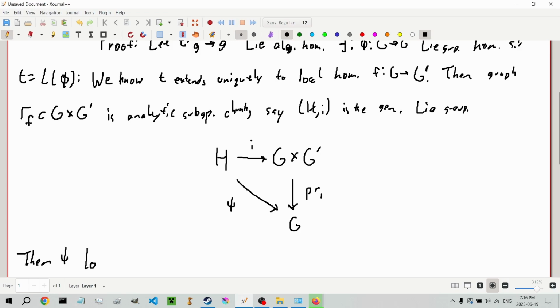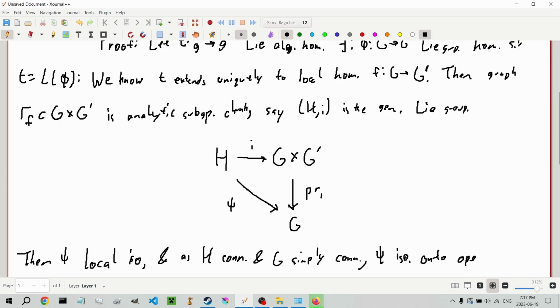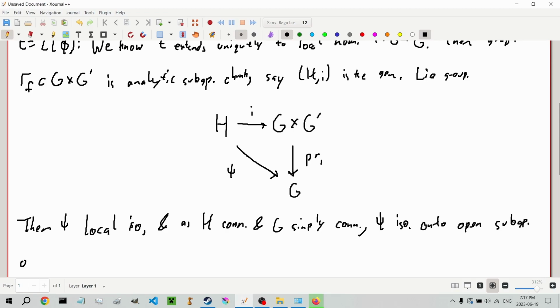Then C is a local isomorphism, and as H is connected and G simply connected, C is an isomorphism onto an open subgroup of G. Since G is connected, C is surjective.